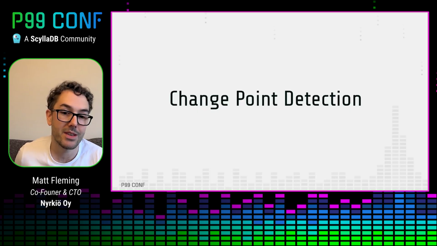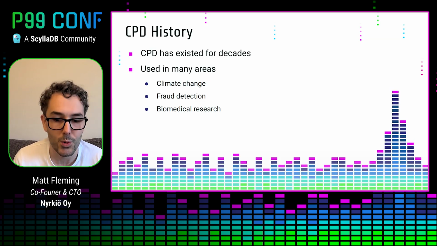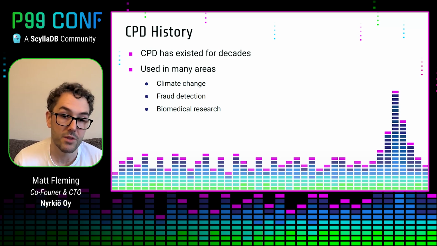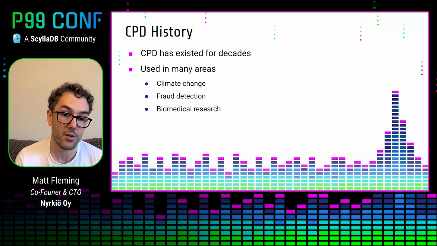We can use change point detection. Change point detection is actually a really old mathematical technique. I think it originally comes from the signal processing community, but it's been used in a bunch of areas such as climate change, fraud detection, and biomedical research. And the literature for change point detection algorithms is vast. It's been around for decades.